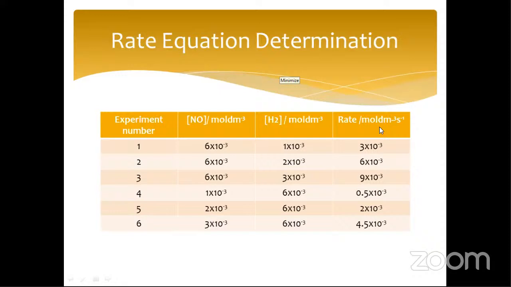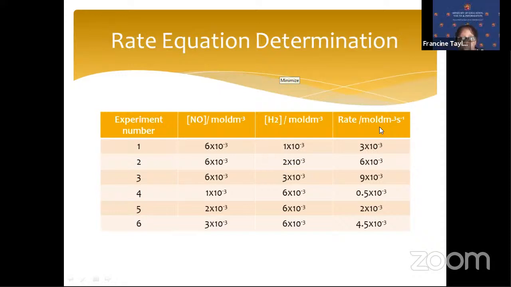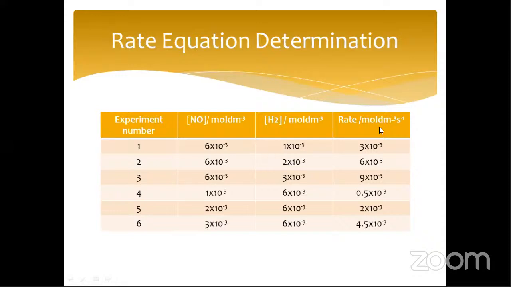Okay. So if I double my concentration, the square of 2 would be 4. So it means my rate quadruples. If I triple the concentration, the square of 3 is 9. So I get a 9-fold increase in the rate of the reaction.